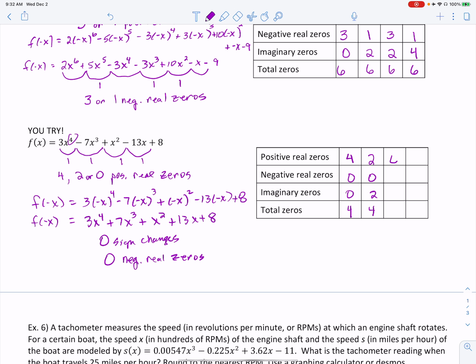Or we could have 0 positive real zeros, and we have to have 0 negative real zeros, and that would leave all 4 zeros to be imaginary. And then we just don't need that last column. So you might need extra columns, or you might not need all of them. And so that's Descartes' rule of signs.